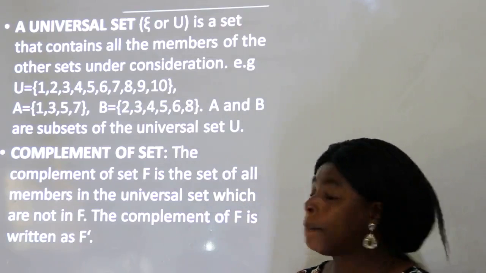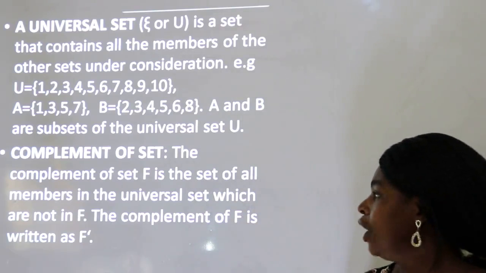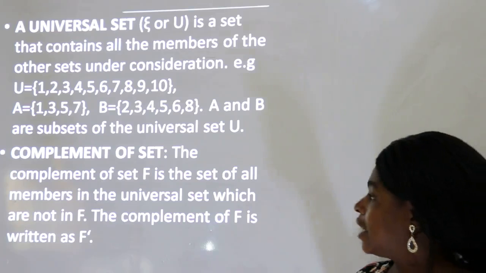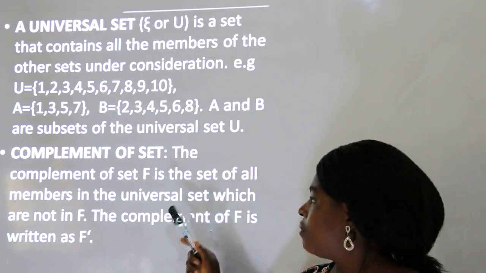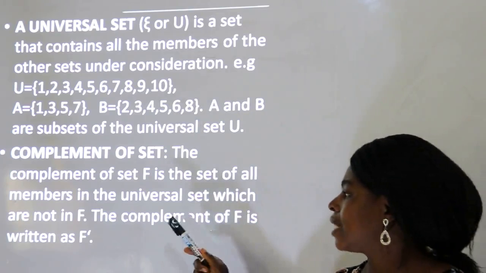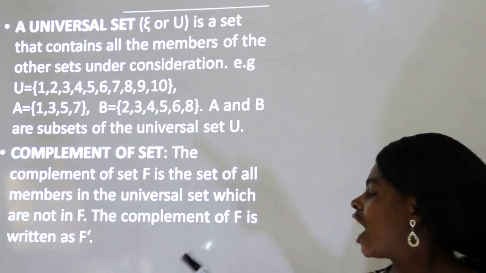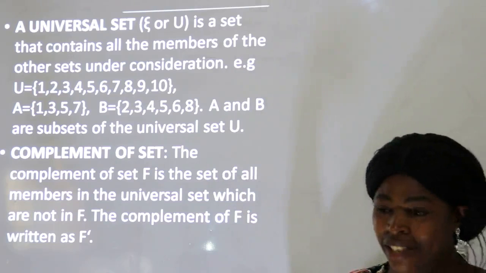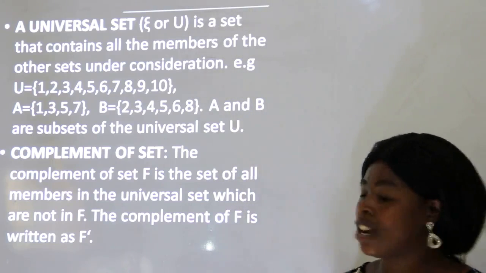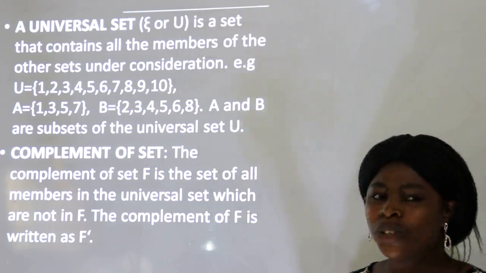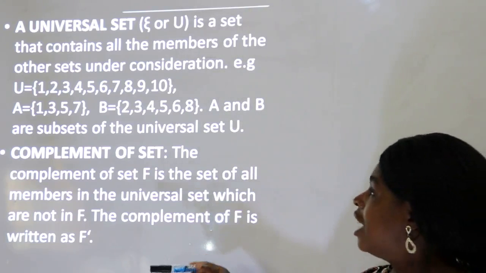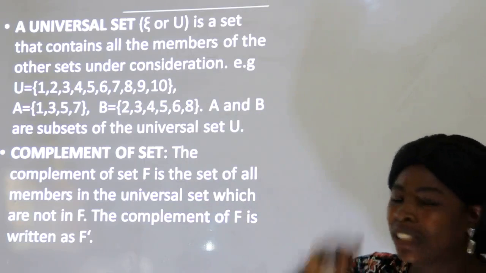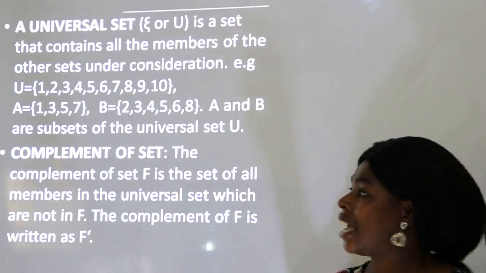Then we have complements of sets. The complement of set F, I'm still using F as an example, is the set of all members in the universal set which are not in F. So remember I told you the universal set, we always go back to it because it's the set under consideration. So if you want to get the complement of set F, then they are those elements that are not in F, but they can be seen in the universal set.